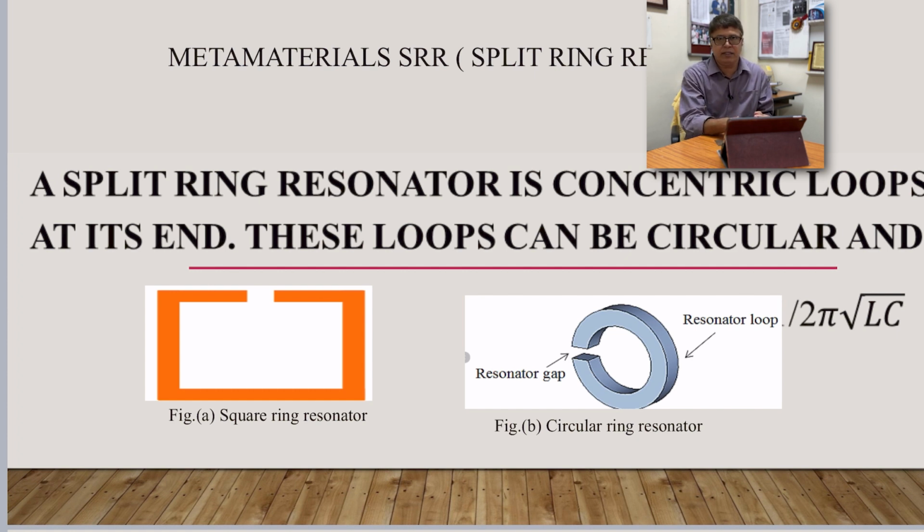Now, for example, as seen in figure A, it is a rectangular ring resonator or square ring resonator. In figure B, we see that it is a circular ring resonator where the microstrip line is turned into a particular pattern, and in between there is a gap, a desired gap is left, so that we can get the frequency response as 1 upon 2 pi root LC. So by controlling the length of microstrip line and the width of microstrip line at the gap, we will be able to get metamaterial characteristics at a particular frequency.